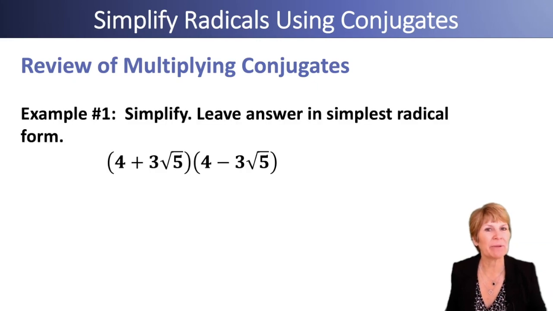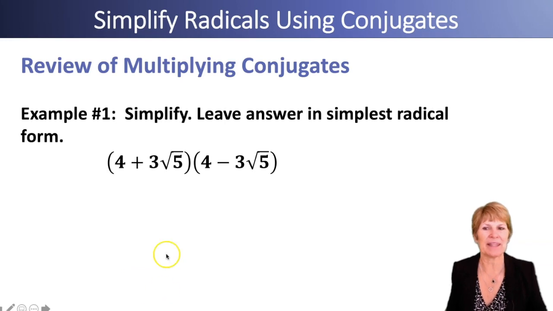Remember, when we multiply conjugates together, our middle terms cancel out. Let's take a look at this example. 4 plus 3 square root of 5 multiplied by 4 minus 3 square root of 5. We remember that conjugates have the exact same terms but different signs in the middle. Here we have a plus sign and here's a minus sign.